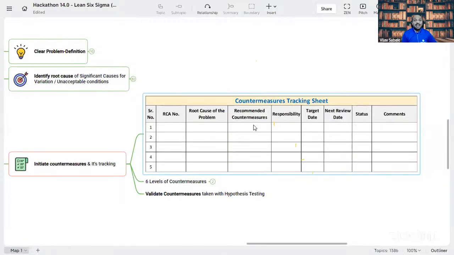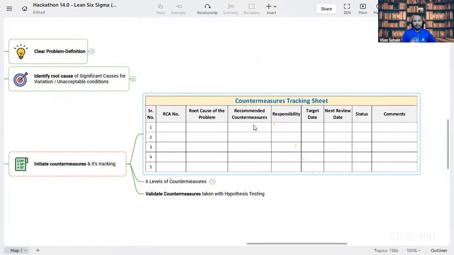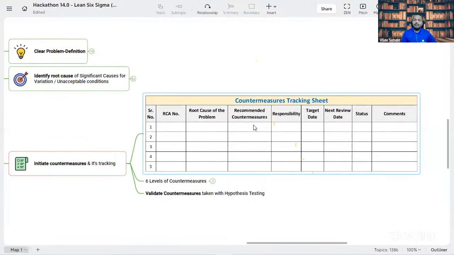If that is the case, we need to check why that countermeasure was missed, or not executed, or why it got eliminated. We can just fix it and there is no need to do the root cause analysis again. But if it is a new case, we need to go for a new root cause analysis, right? So that's why the tracking of the root cause analysis and the countermeasure is very, very important.